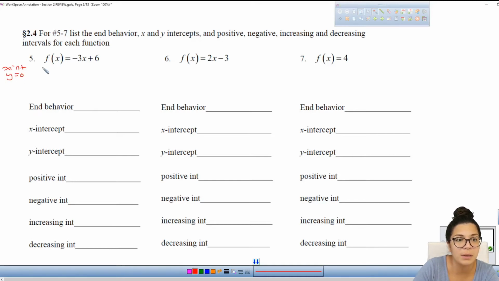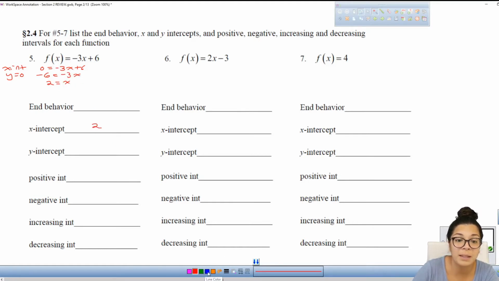So the y value is set to 0, and then we're going to solve for the x value. Subtract 6 on both sides, we get -6 equals -3x, and then divide by -3 on both sides. -6 divided by -3 is +2. So the x-intercept is 2.